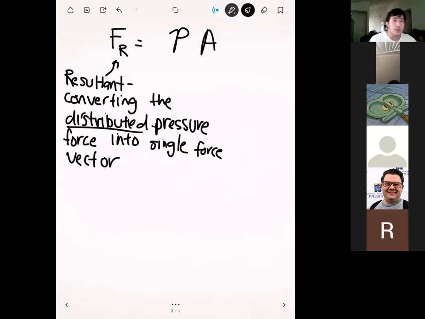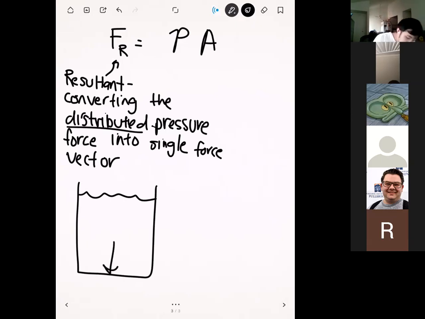And just like we saw from the previous page, the way that we compute this resultant force is we multiply the pressure by the area. Okay? And so if we redraw the picture from before, we have our tank. Instead of a distributed force that goes along the entire bottom, what we have instead is just one single force vector like this.